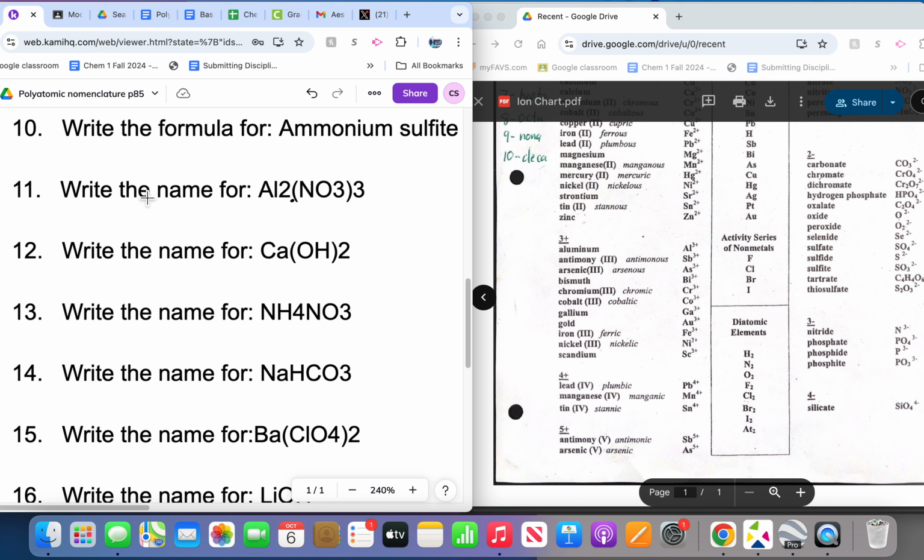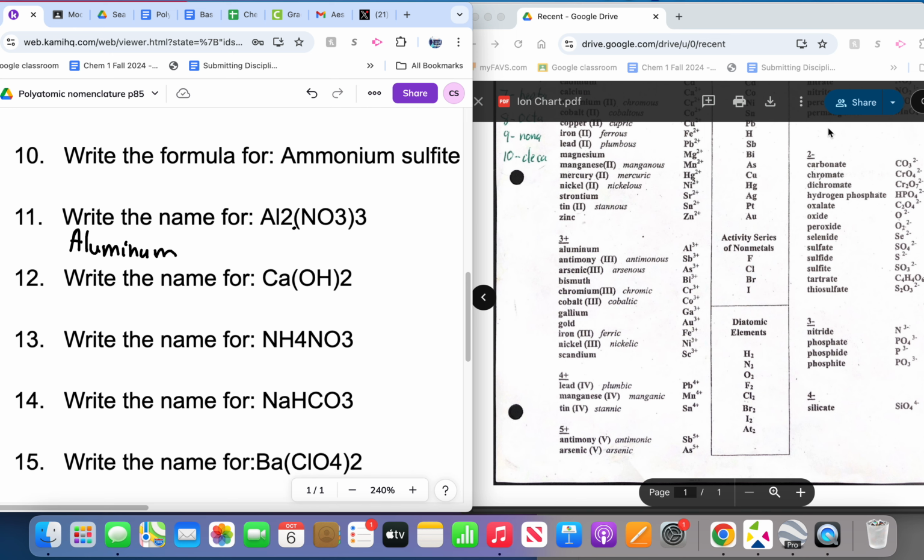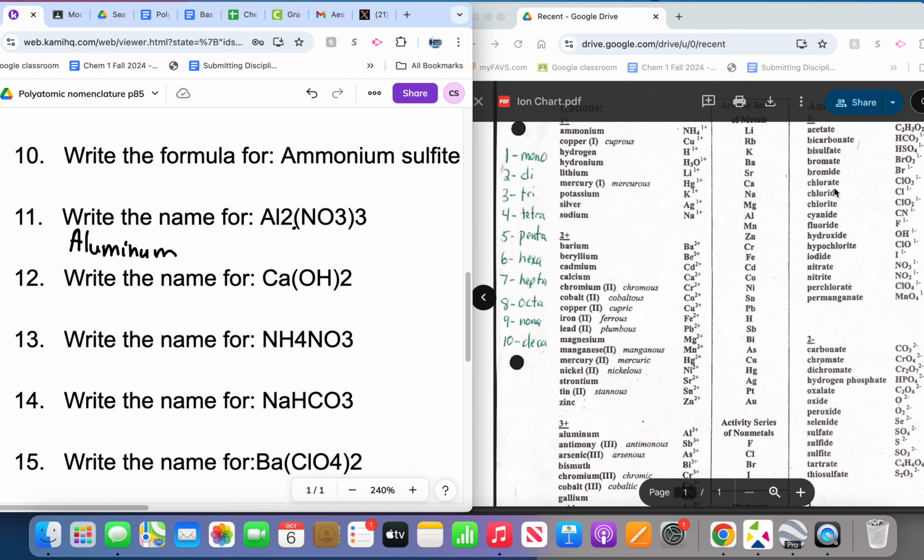Anyway, all you've got to do, it's real simple, is you just write the name of the positive ion, and that's aluminum. And then you write the name of the negative ion. You just find it right on the chart, and you look up NO3, which is nitrate. So all you've got to do is write aluminum nitrate.